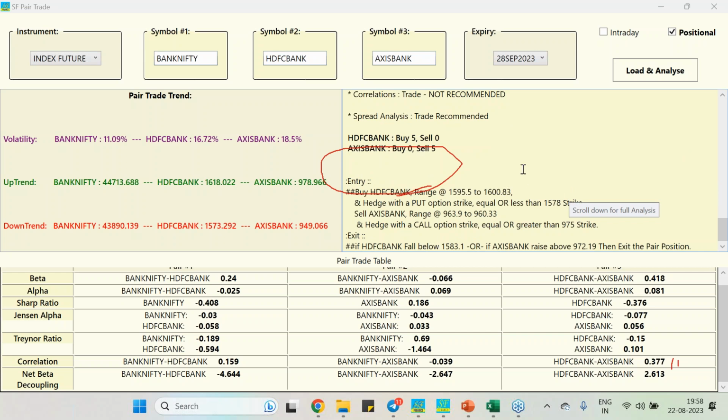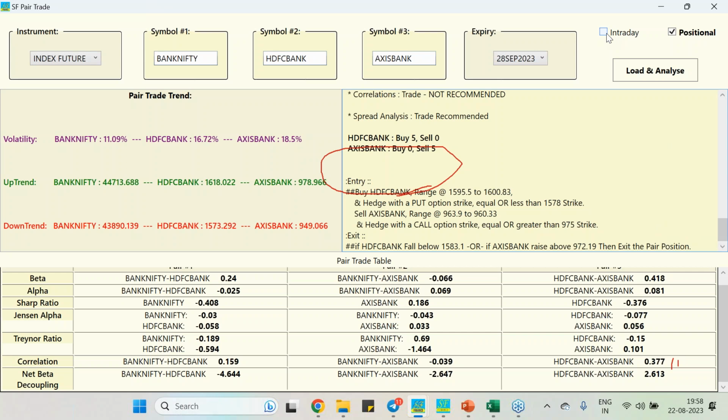Here it is telling you to buy HDFC Bank and hedge with put options, and sell Axis and hedge it with call options, and exit if they decouple to a great extent. Or if you can wait, the +2 has to come to 0, or when +2 comes to around 0.15, you can say 0.2, 0.13 or 2.14, you can book the profit. This is what it says.